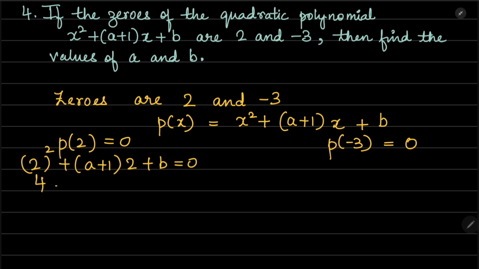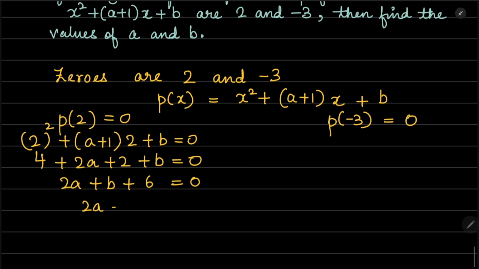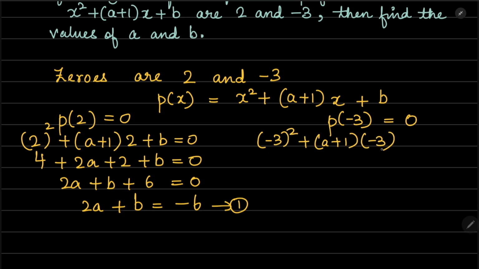So, you have 4 plus, open the bracket, 2a plus 2 plus b equal to 0. So, you will have 2a plus b plus 6 equal to 0, right? 4 plus 2, 6. So, 2a plus b equal to minus 6. This is your equation 1. Now, let us substitute in place of x, let's put minus 3. So, you will get (minus 3) the whole square plus (a plus 1) multiplied by minus 3 plus b equal to 0. So, you have (minus 3) the whole square is plus 9, minus 3a minus 3 plus b equal to 0.